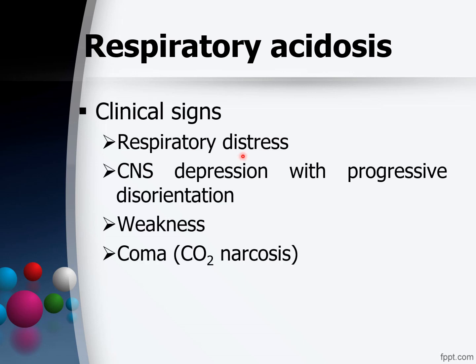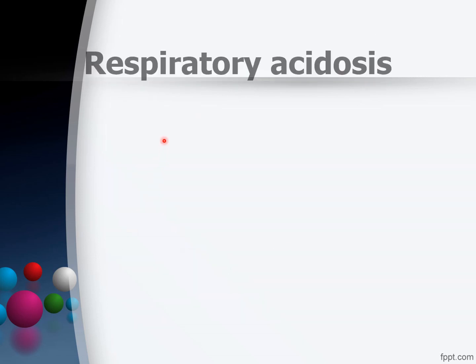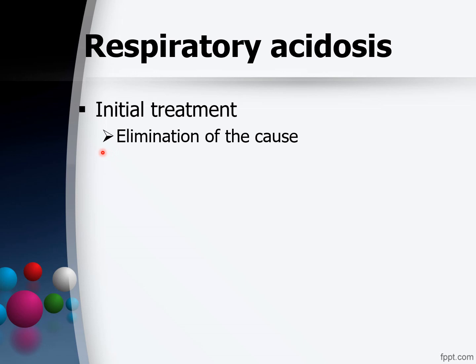The clinical signs of respiratory acidosis include respiratory distress, central nervous system depression with progressive disorientation, weakness, and coma due to carbon dioxide narcosis. For the treatment, initial treatment should be aimed at elimination of the cause. So the administration of the drugs to suppress the respiratory system should be discontinued. Examples of that are the general anesthetics and the barbiturates. Those are the respiratory depressant drugs.